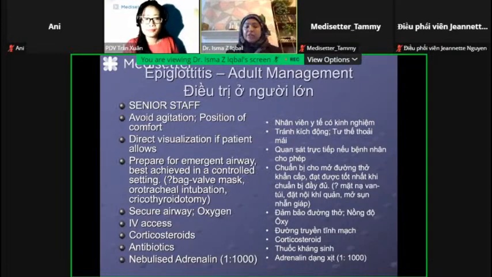With an adult, it's different. You can give them oxygen and nebulized adrenaline, which should reduce the swelling very quickly.